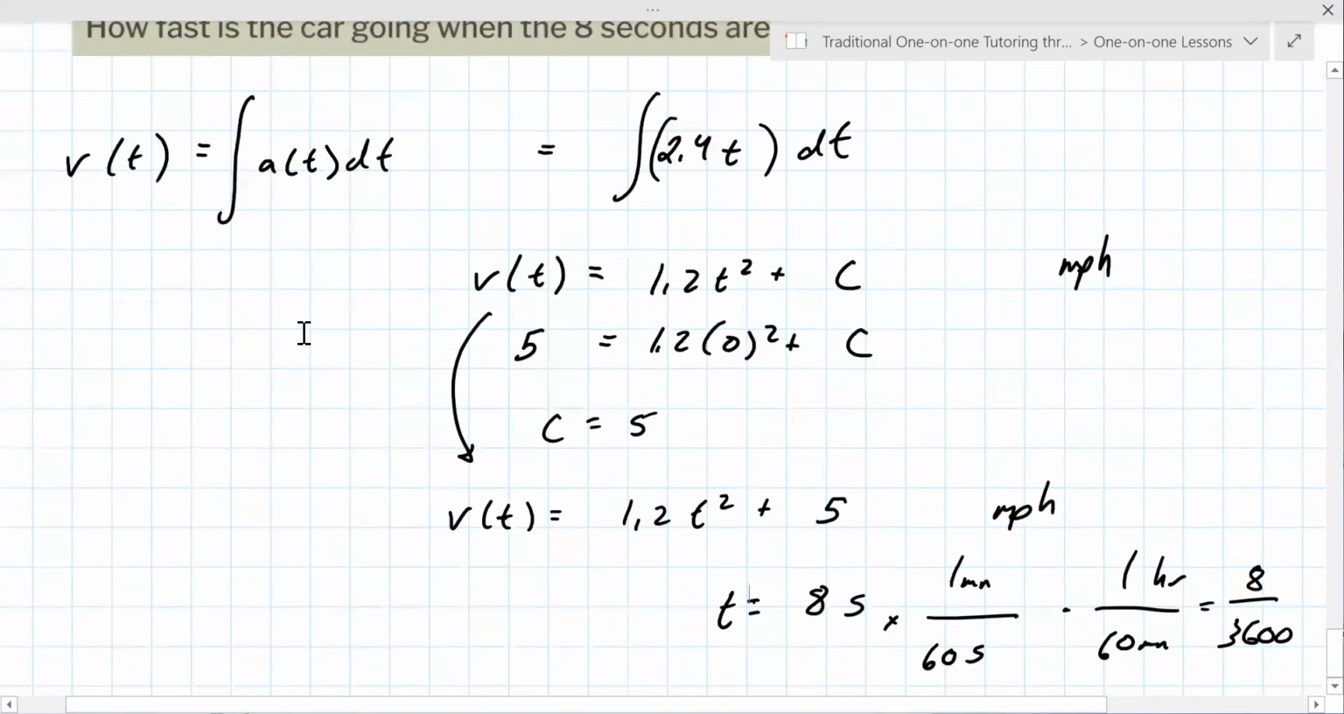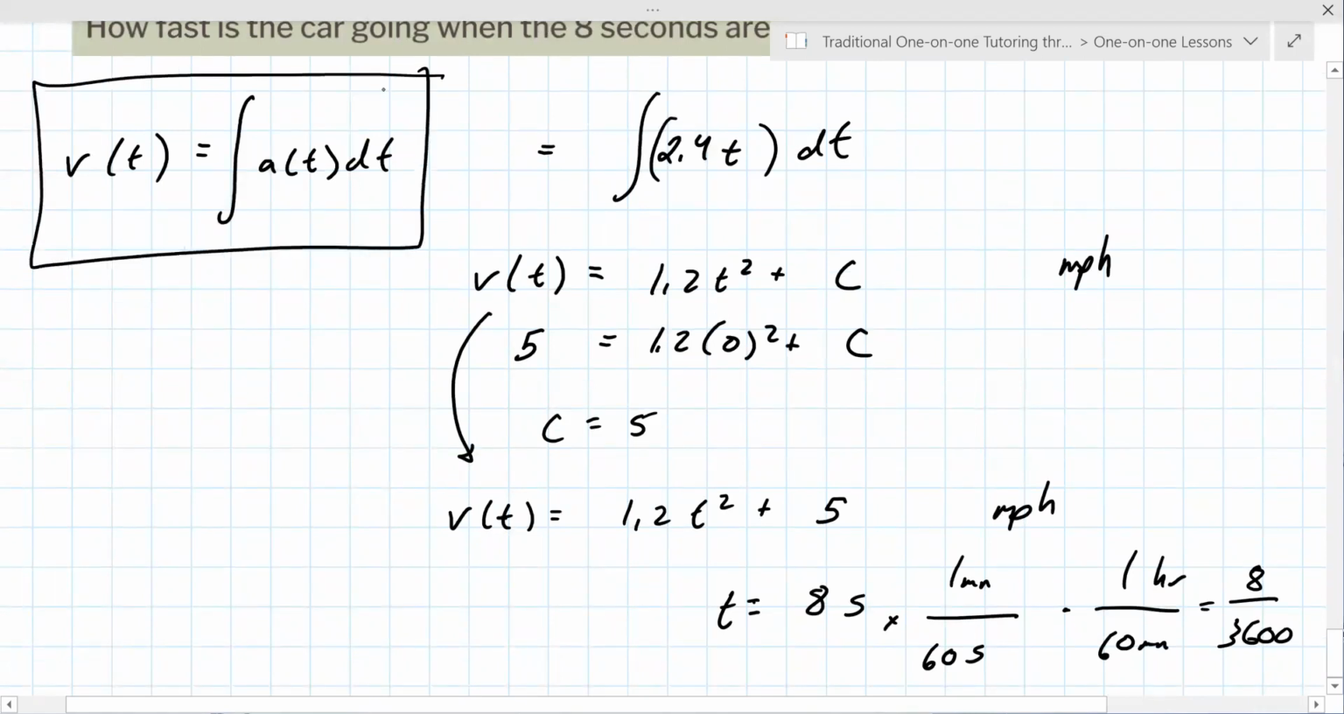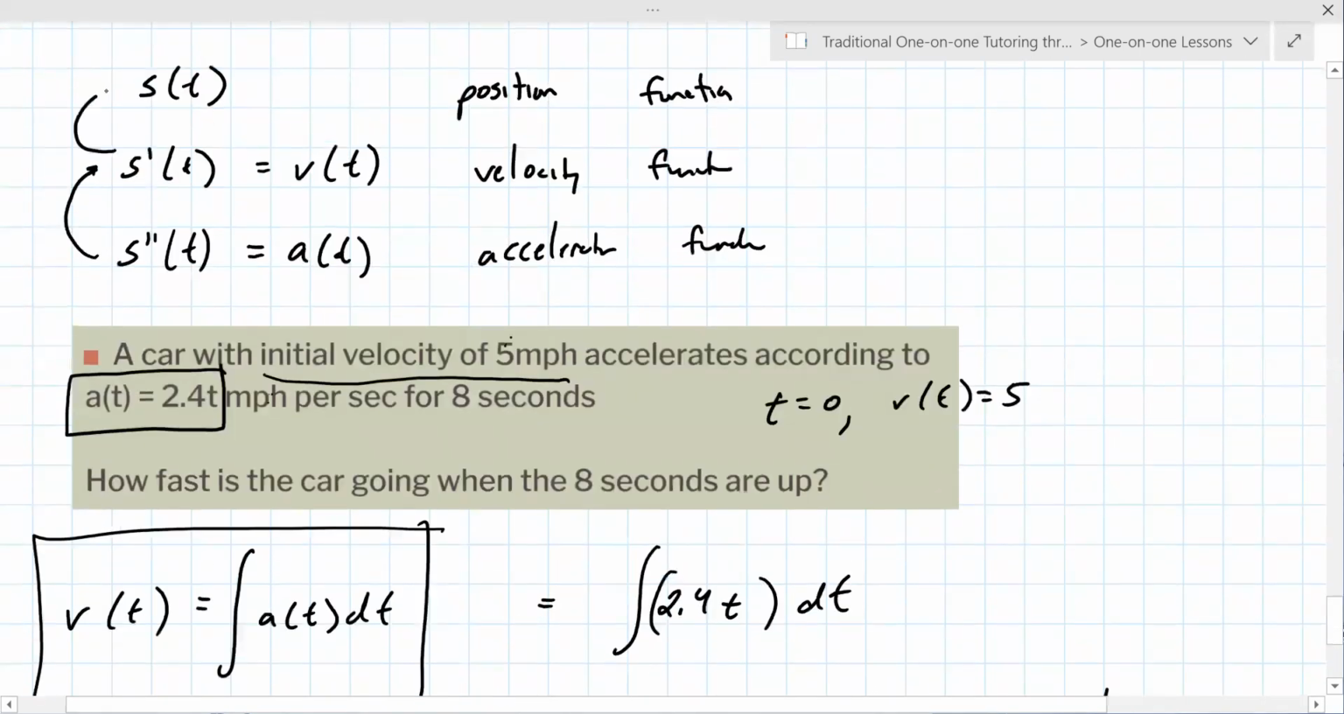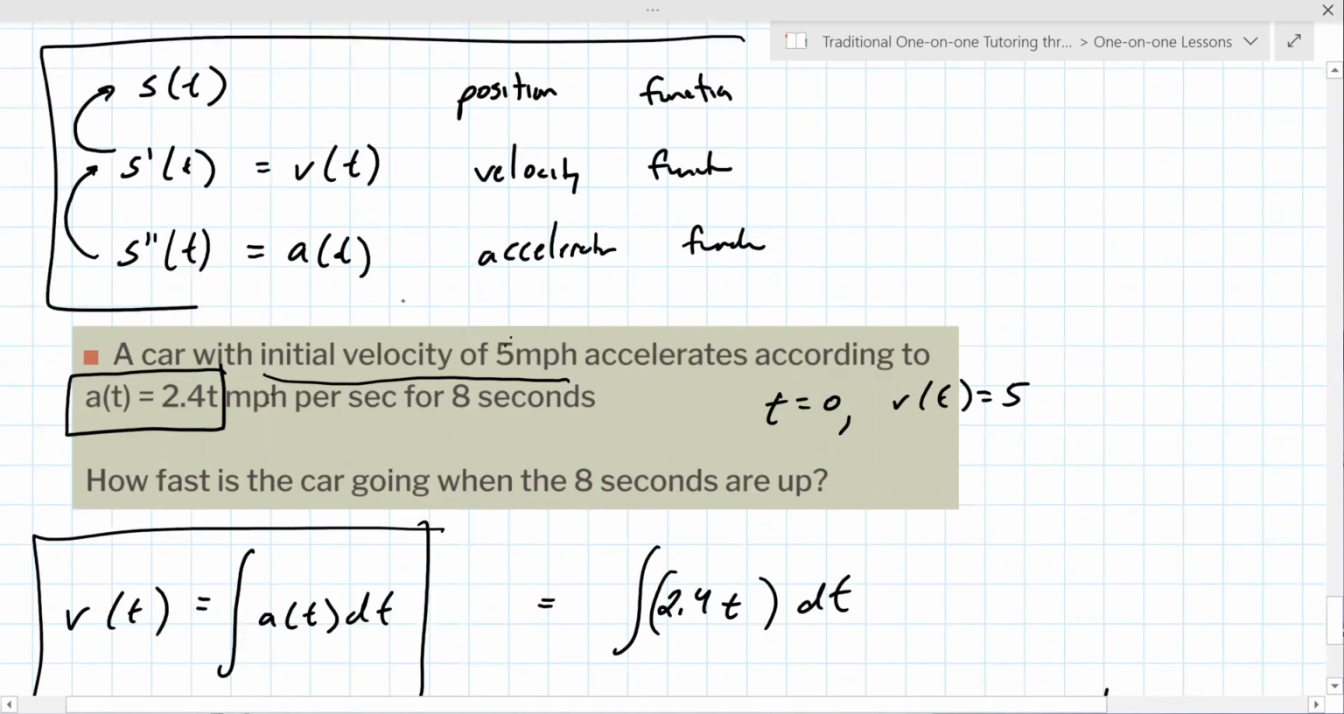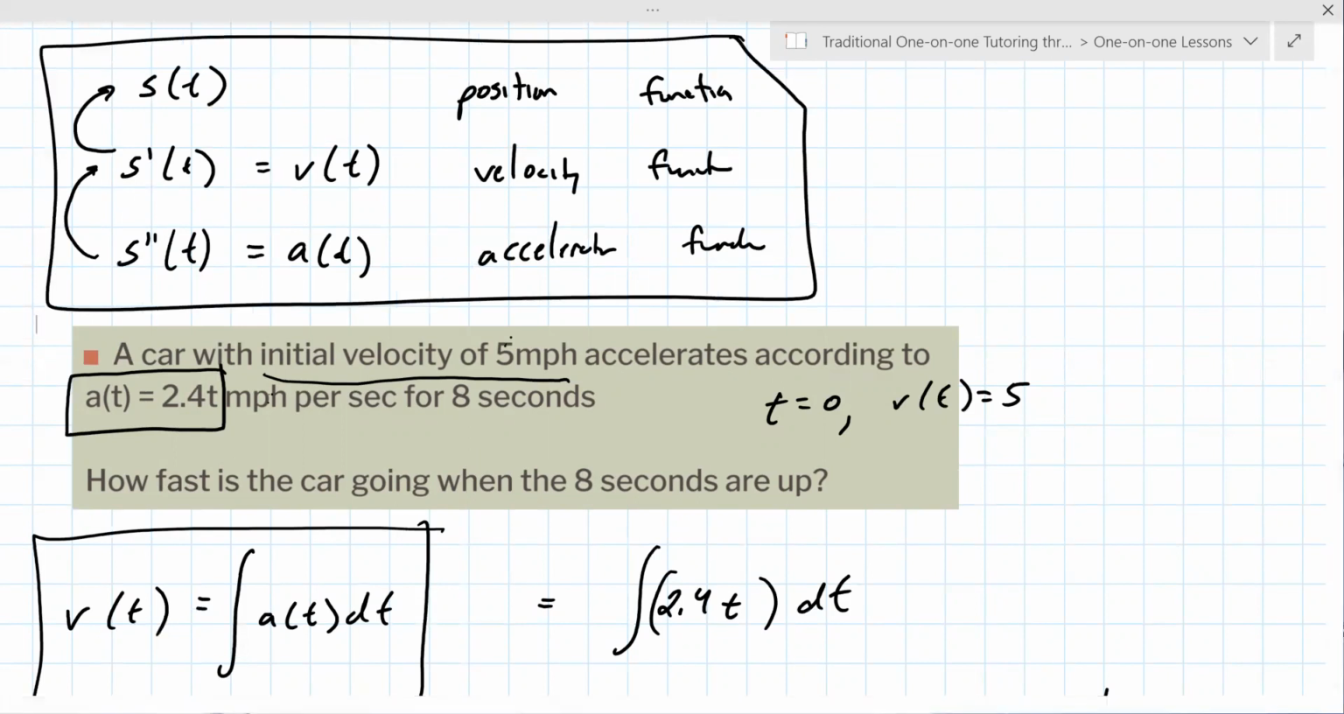But what I want to make sure you understood is this part, and I think you do, that the antiderivative of acceleration is velocity, and similarly, if you go backwards from velocity, you get position. Yeah. This isn't necessarily a reference, but it's a thing to really keep in mind.